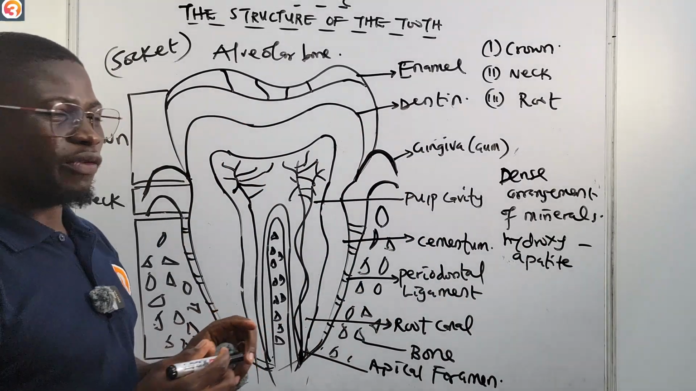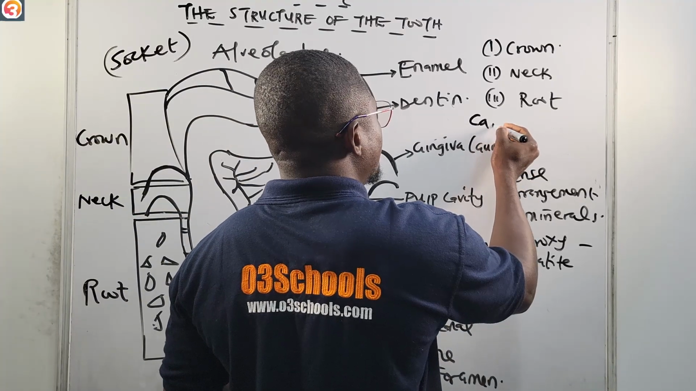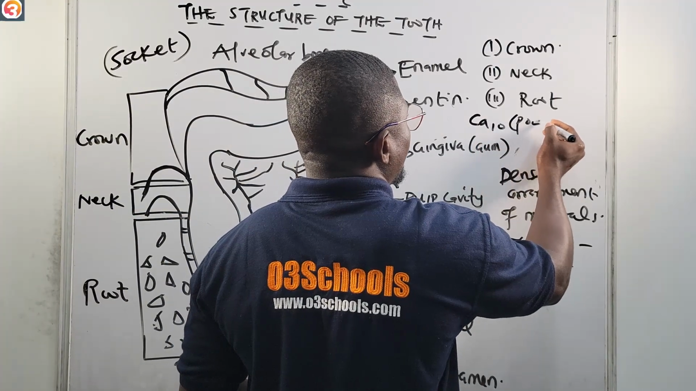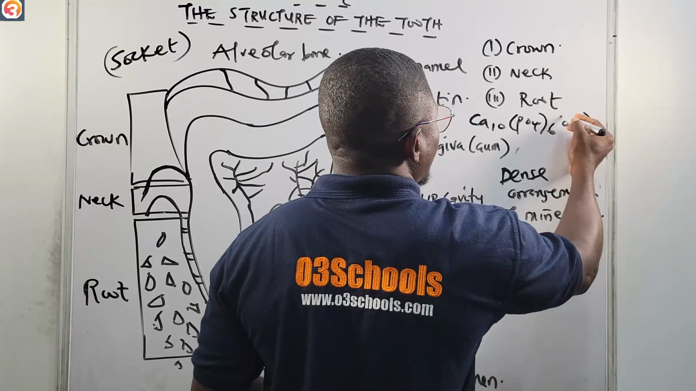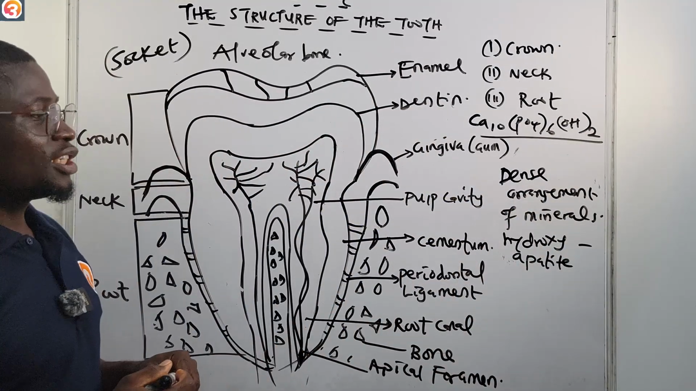That is an example of the mineral. The formula of this mineral is Ca10(PO4)6(OH)2. It is made up of a dense arrangement of minerals such as hydroxyapatite.